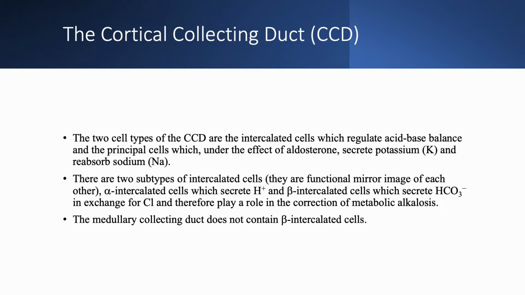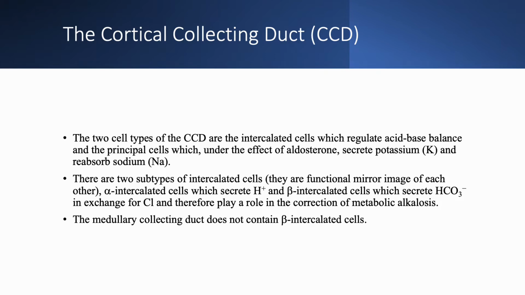Now, again, as a reminder, and I mentioned that when we talked about potassium and acidosis, there are two cell types in the cortical collecting duct. We have the intercalated cells, which regulate acid-base, and we have the principal cells. The principal cells, under the effect of aldosterone, secrete potassium and reabsorb sodium. When we talk about intercalated cells, we have two types, and they are exactly the functional mirror image of each other. We have alpha intercalated cells, and they secrete hydrogen. And we have the beta intercalated cells, which secrete bicarbonate in exchange for chloride.